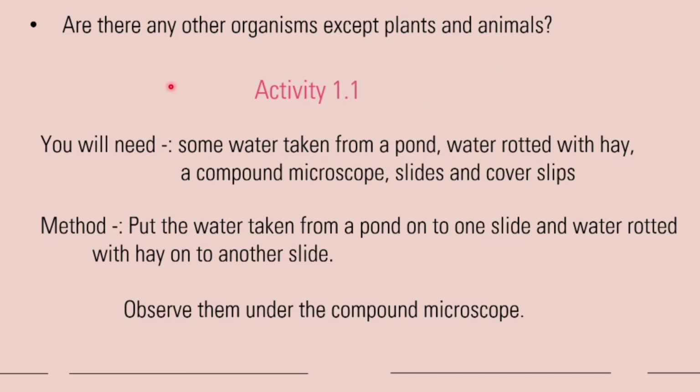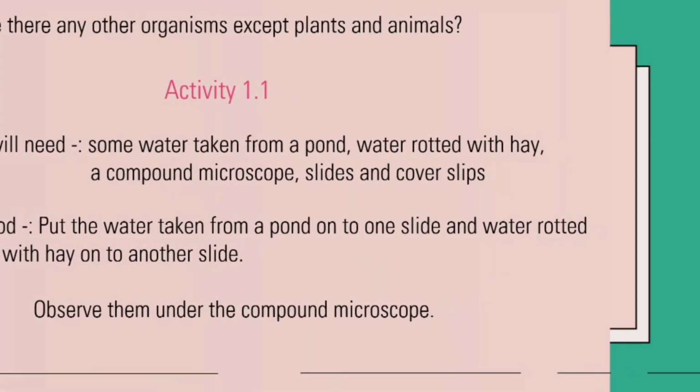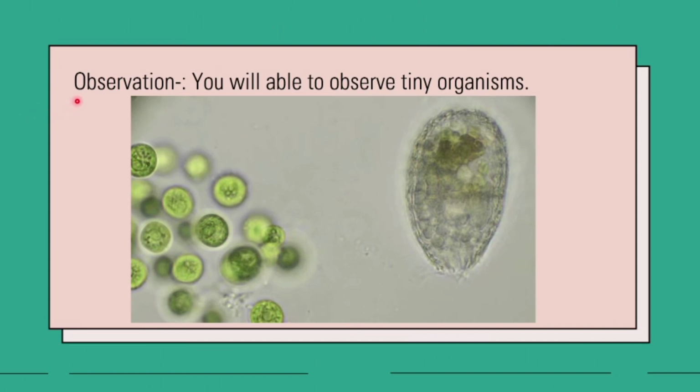Okay. Are there any organisms except plants and animals? Let's do activity 1.1 to find out about that. You will need some water taken from a pond, water rotten with hay, a compound microscope, slides and cover slips. Method: put the water taken from a pond onto one slide and water rotten with hay onto another slide. Observe them under a compound microscope. Okay. Now let's see the observation. You will be able to observe tiny organisms, right?